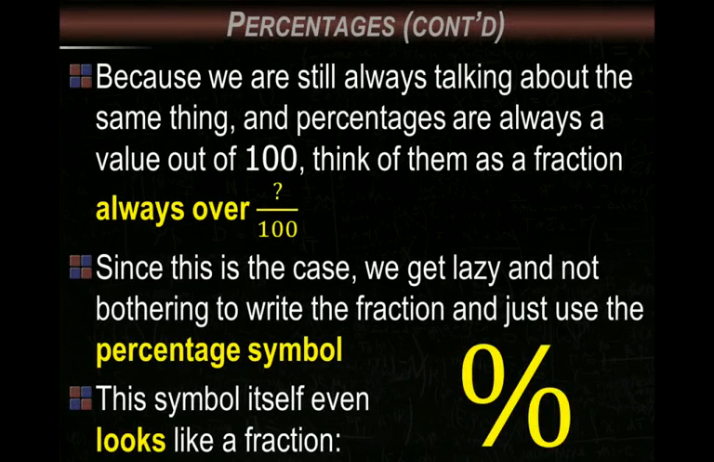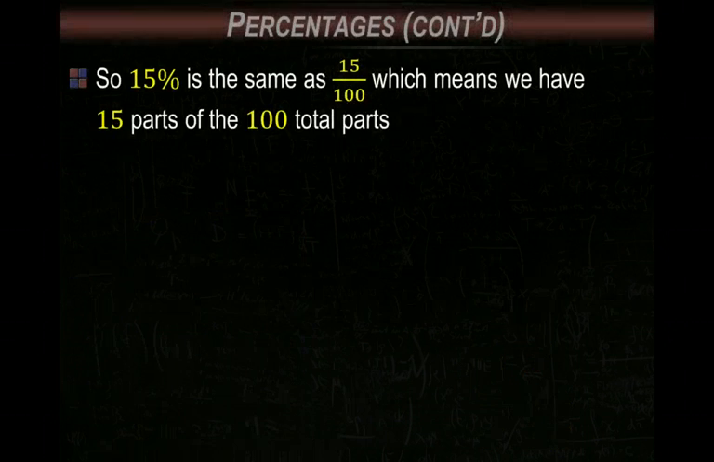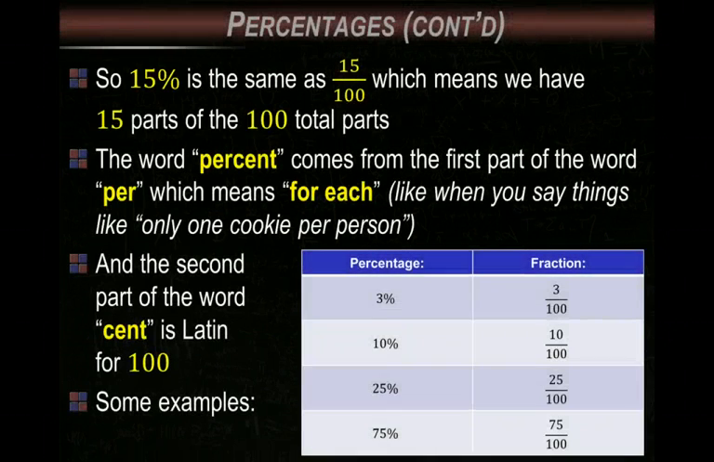The only thing about percentages is it's a fraction that's always over 100. That's just the way it's written, okay? The symbol represents a fraction. That's why it's written that way. Okay. We get lazy as mathematicians, so we don't want to write a fraction, 75 over 100. So it's easier to just write 75%, because we can then assume it means 75 over 100, okay? So 15% is the same as 15 over 100, or 15 parts out of the 100 total parts.